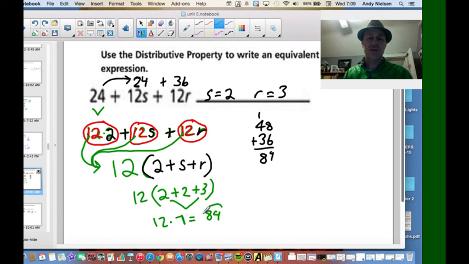So I've determined that my two expressions are equal. I tested them out, and I used the distributive property to do that. Thank you so much. There is an example that will help you with some of the things you need to do for this unit.